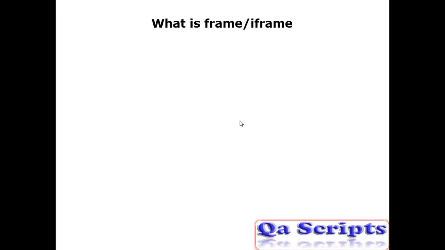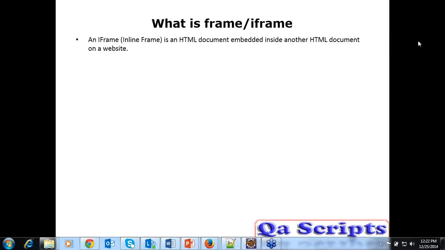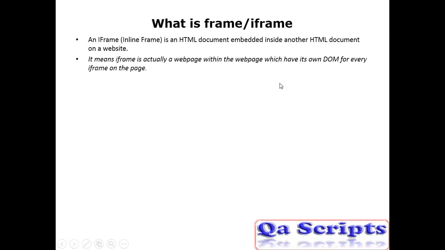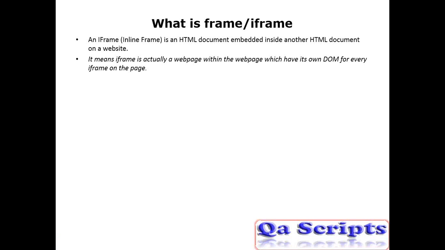To answer our previous question, what is an iframe? Here in the definition I can say that an iframe, the I is nothing but inline. So an inline frame is an HTML document embedded inside another HTML document on a website. What it means is that an iframe is actually a web page within a web page which has its own DOM for every iframe on the page. It means an iframe is a web page which is going to be embedded in another main web page.